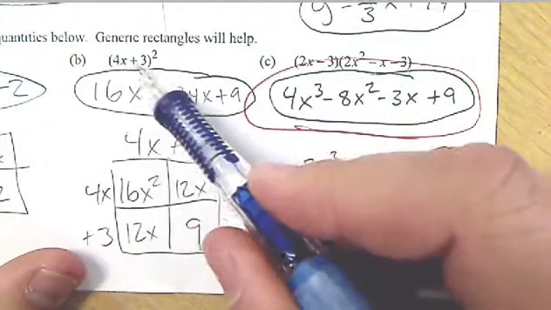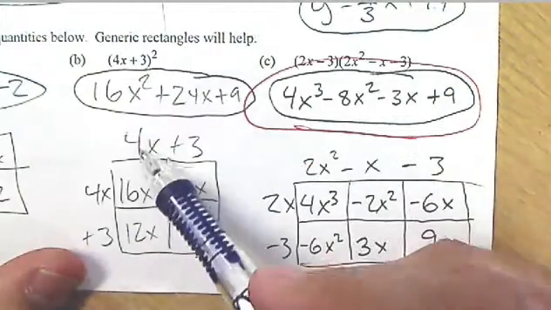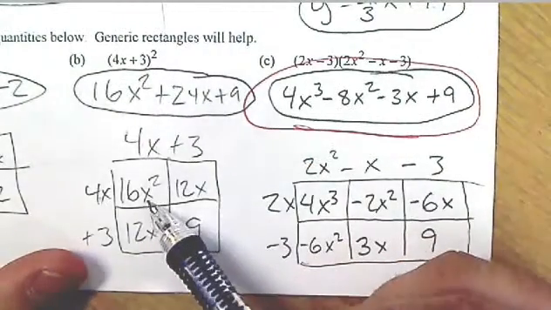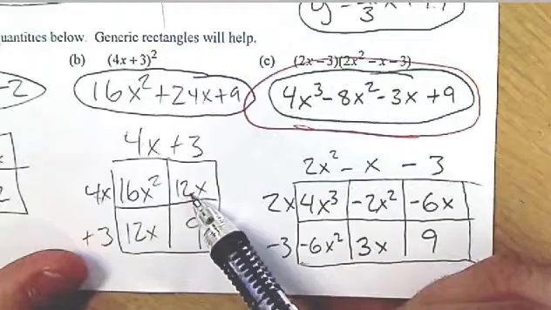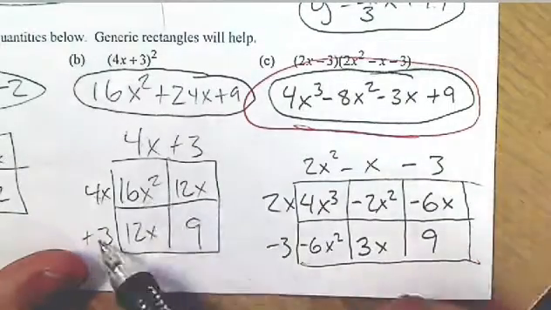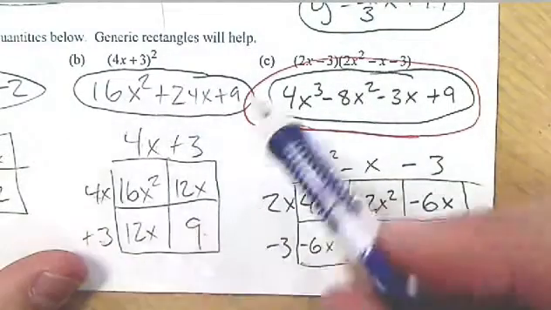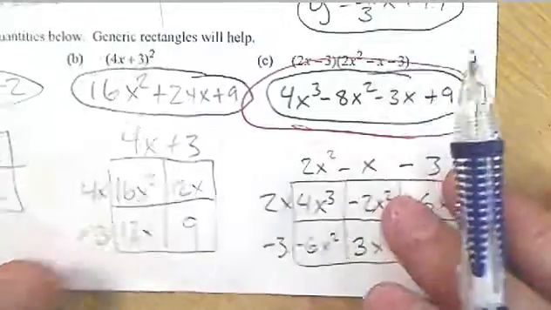4x plus 3 times 4x plus 3. Generic rectangle. 4 times 4 is 16. X times x is x squared. 4x times 3 is 12x. Same thing. And 3 times 3 is 9. Combine like terms, that becomes a 24x.